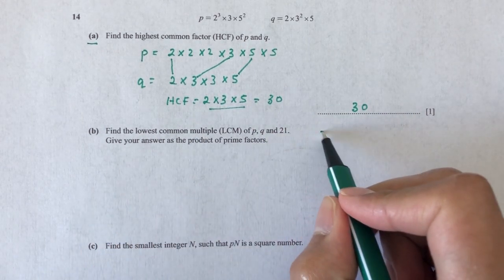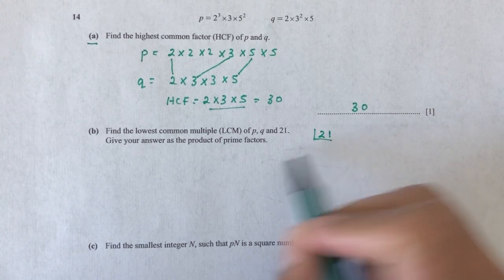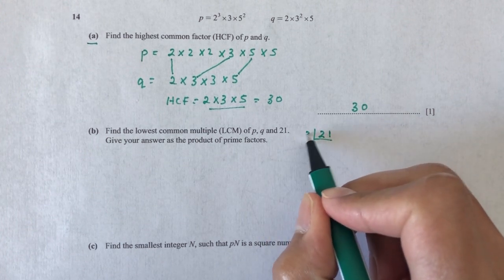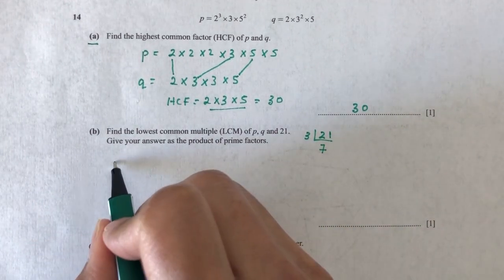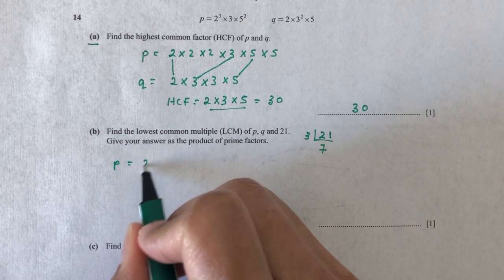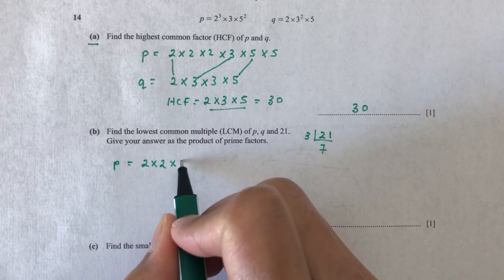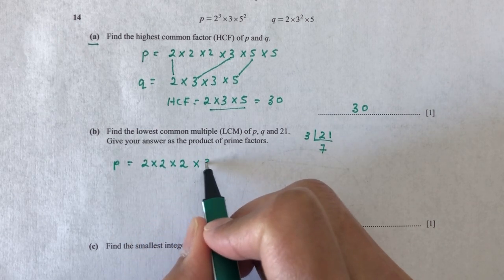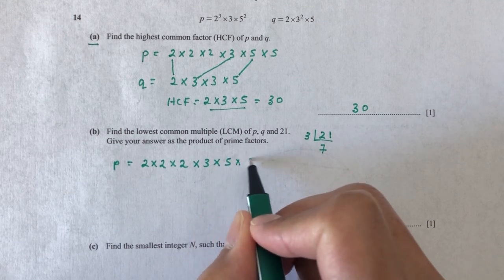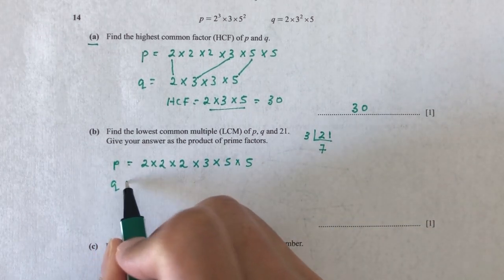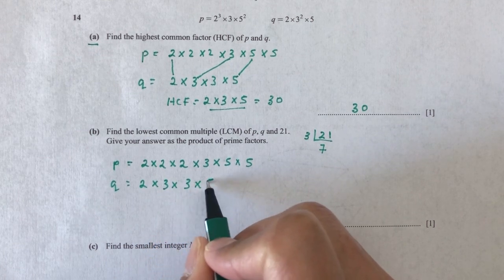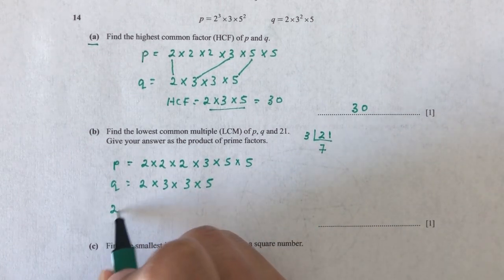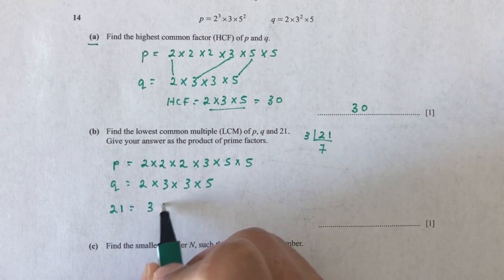So let's first find the prime factors of 21. We have 3 times 7. So P is the same thing: P is equal to 2 times 2 times 2 times 3 times 5 times 5. Q is equal to 2 times 3 times 3 times 5. And 21 is equal to 3 times 7.